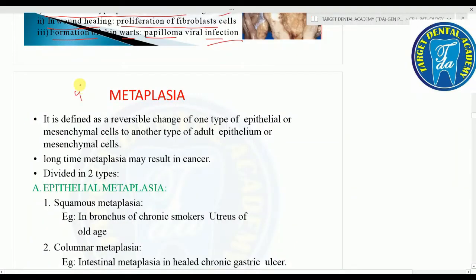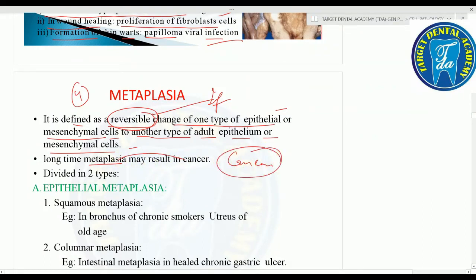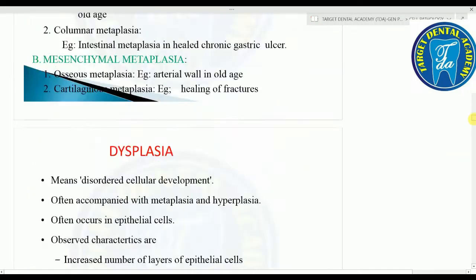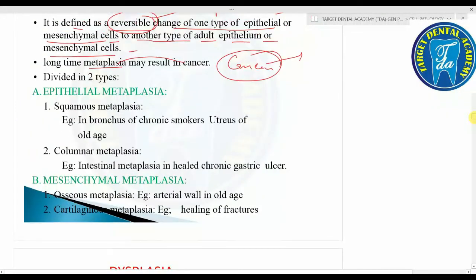Fourth is metaplasia. Metaplasia is defined as a reversible change, important, of one type of epithelial or mesenchymal cells to another type of adult epithelial or mesenchymal cells. A long-standing metaplasia may result in cancer. If a patient has a long-standing metaplasia, the result will be cancer. It is divided into two types, epithelial metaplasia and mesenchymal metaplasia.